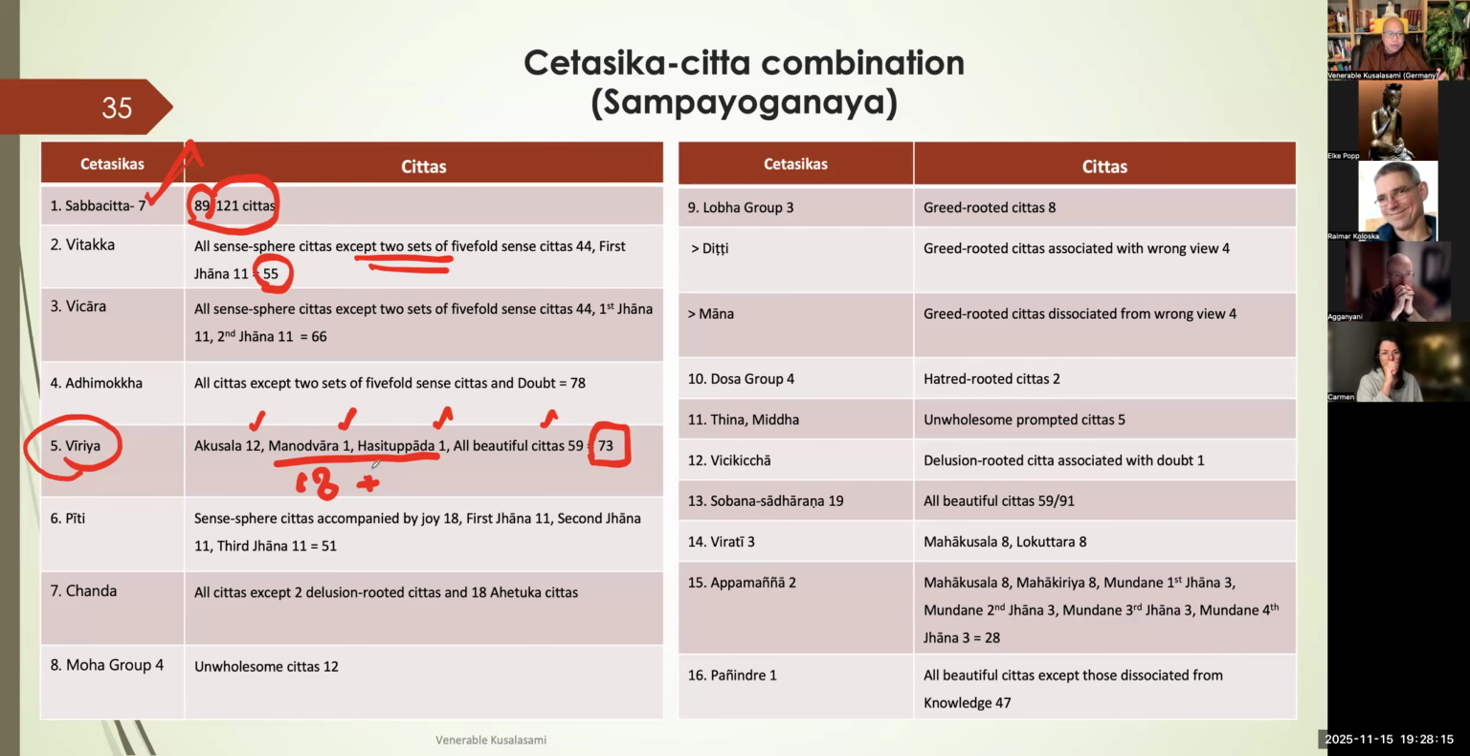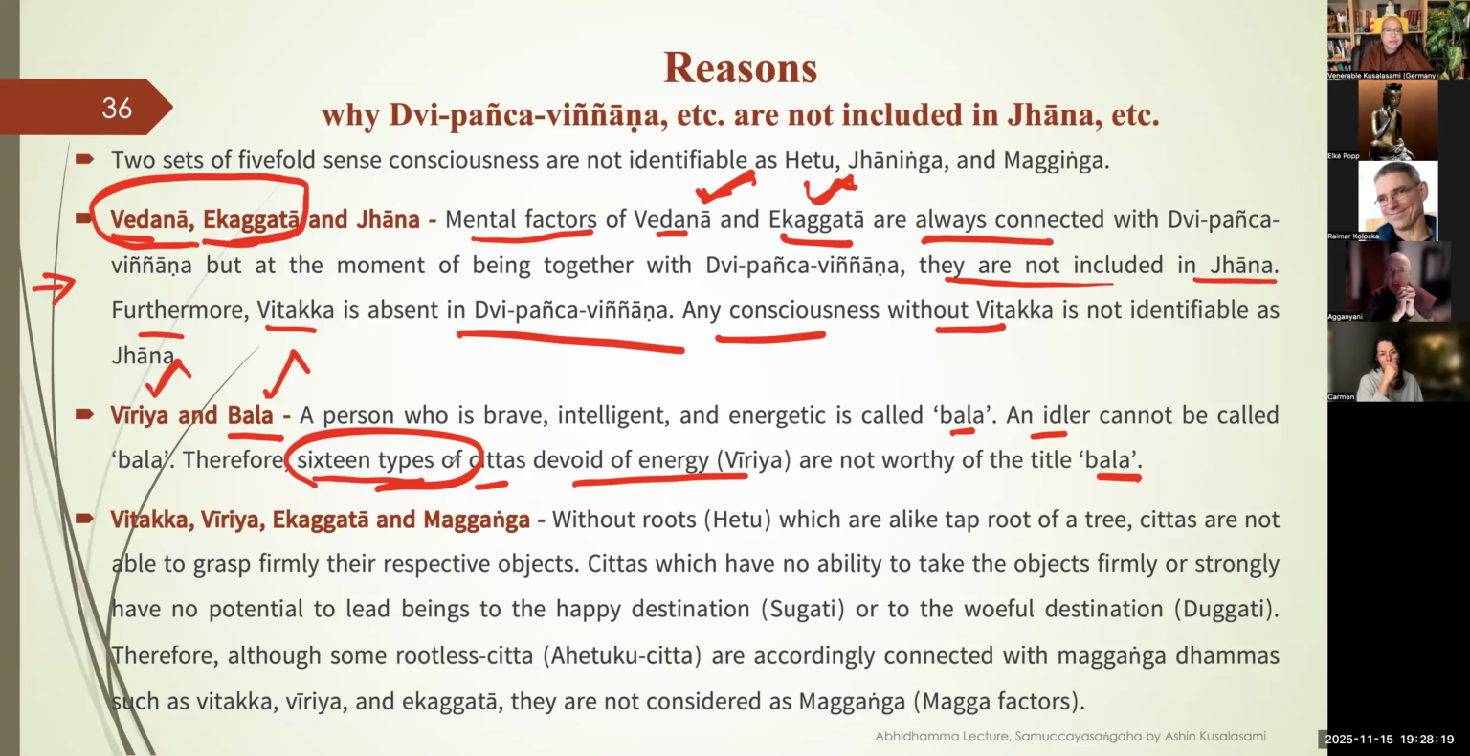These consciousnesses are devoid of Viriya. So that's why these 16 types of consciousness cannot get the title of Bala. And next is Vitakka, Viriya, Ekaggata, these three, and Maggaṅga. Here too, without roots, there is a reason. Without roots, which are like the taproot of a tree, cittas are not able to grasp firmly their respective objects. That is one reason. And cittas which have no ability to take the objects firmly or strongly have no potential to lead beings to a happy destination or to the woeful destination.